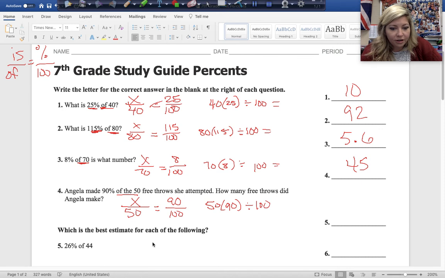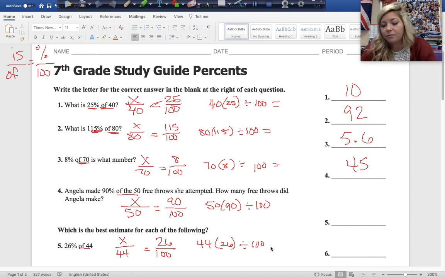Okay, and number 5 down here is 26% of 44. This says best estimate, so that just means we're going to round. You could round before you cross multiply and divide or after. So I'm just going to put these where they would normally go, of 44. And 44 times 26 divided by 100. Okay, so this is 1144/100. If you had that as your answer, that's a perfectly fine answer. You could have also had 11.